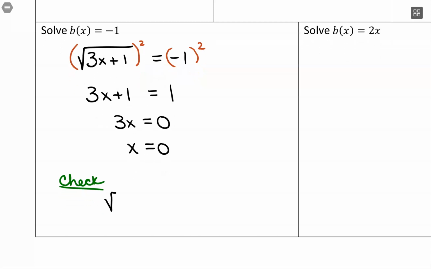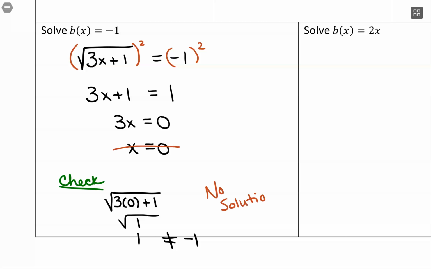So if I take the square root of 3 times 0 plus 1, what should happen is I get negative 1 out, but what you'll see is this will simplify to a square root of 0 plus 1, so it's a square root of 1. I'm getting a positive 1 out, which is not equal to negative 1. So what that tells me is that this solution actually doesn't work. We got an extraneous solution, and we don't have any other options, so that means there is no solution.